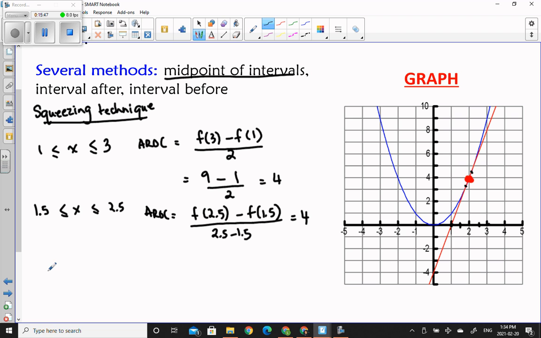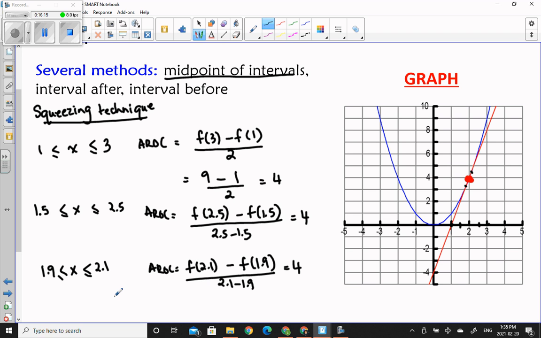Let me get even closer, to just 0.1 before 2 and 0.1 after 2. So x is between 1.9 and 2.1. Then the AROC would work out to f of 2.1 minus f of 1.9 divided by 2.1 minus 1.9, which works out to, again, 4. So you can see that my AROC values are consistently 4.